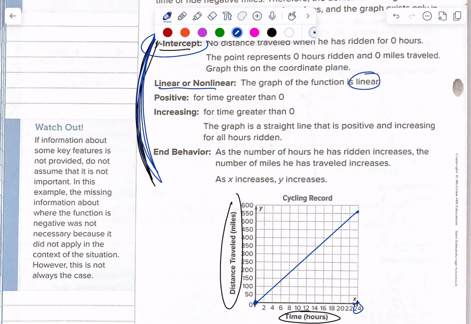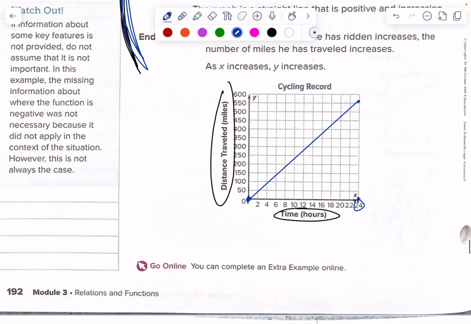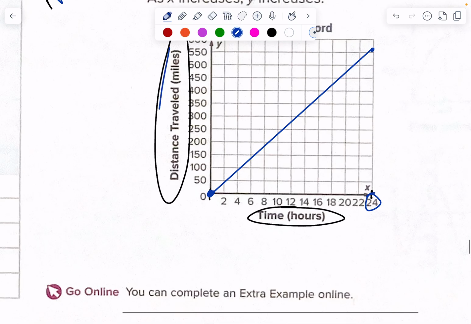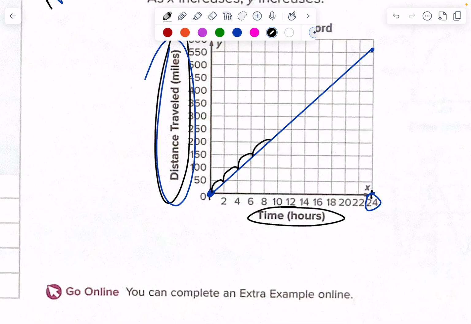It is a linear function because as time goes on, the distance traveled is going to go like that. Now, this is assuming that he is going the same pace each hour, right? So the slope is going to be the same. That would reflect the same pace every hour, right? So maybe there were some hours that he wasn't going as fast as other hours, and that would be a little bit like something like this as he's climbing up, right?